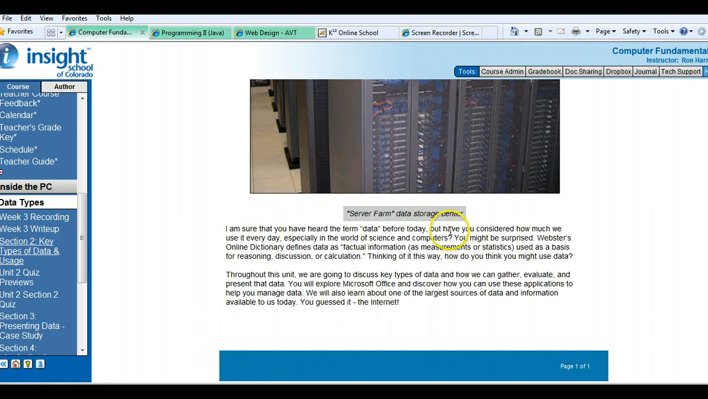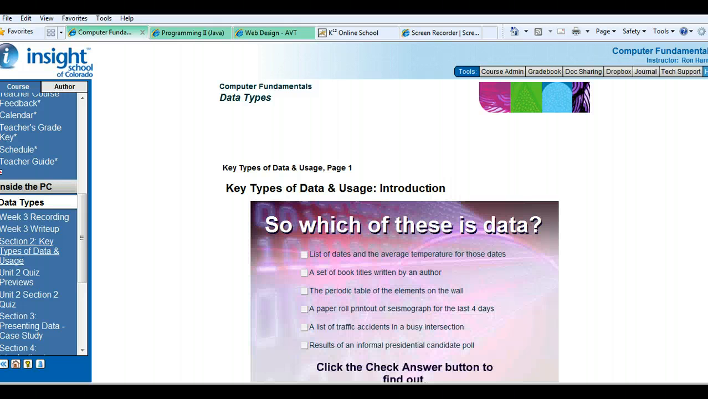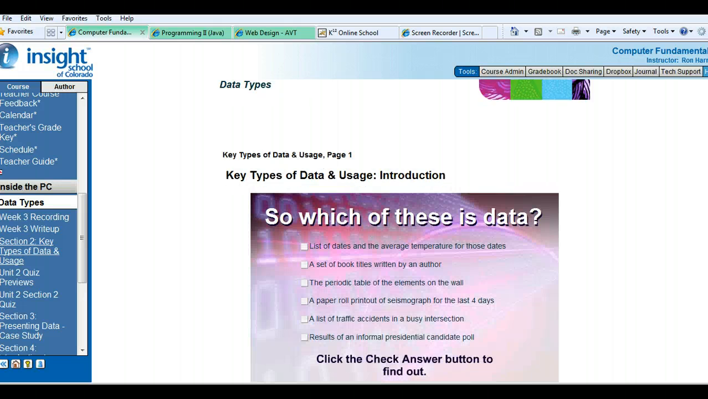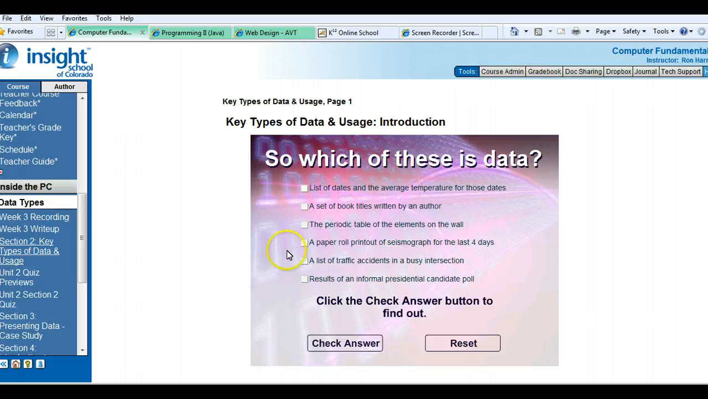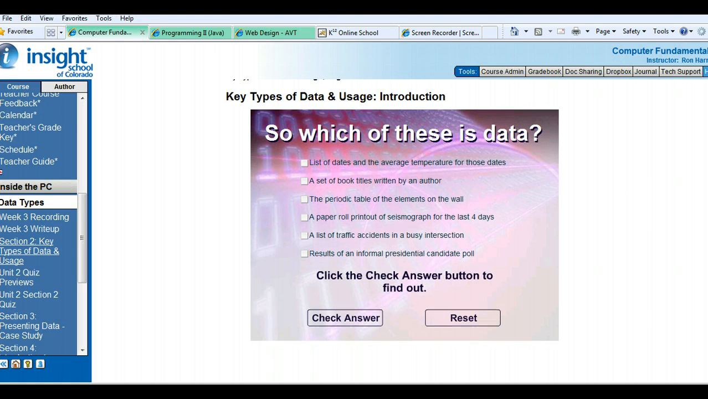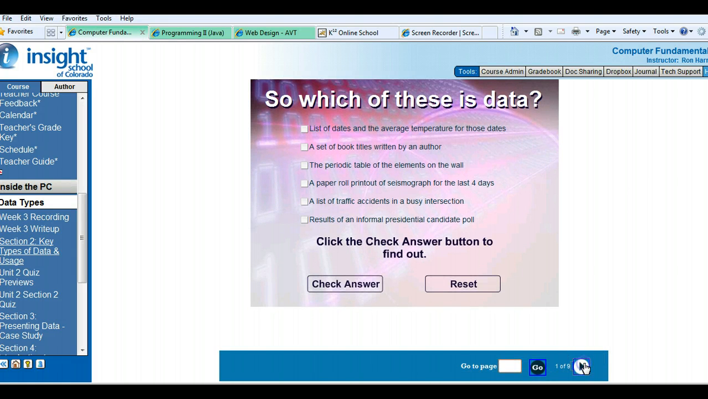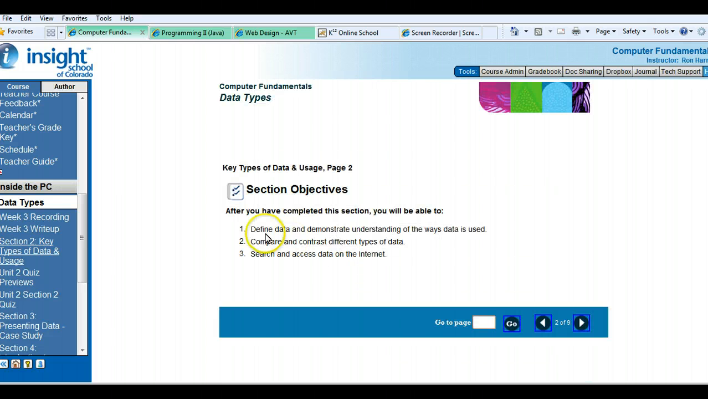So now let's go into section 2. And once we're in section 2, then we can start thinking about the Class Connect write-up questions. So go ahead and try this to check for answers. See if you know what data is. You learned a little bit about it just a second ago. Now in this unit, we're going to define data and demonstrate understanding of how data is used, compare and contrast different types of data, search and access data online.